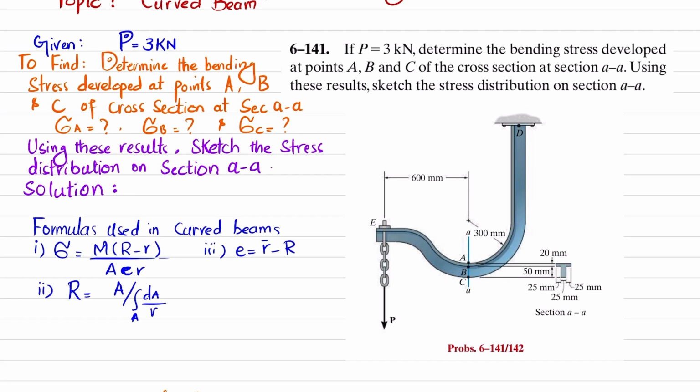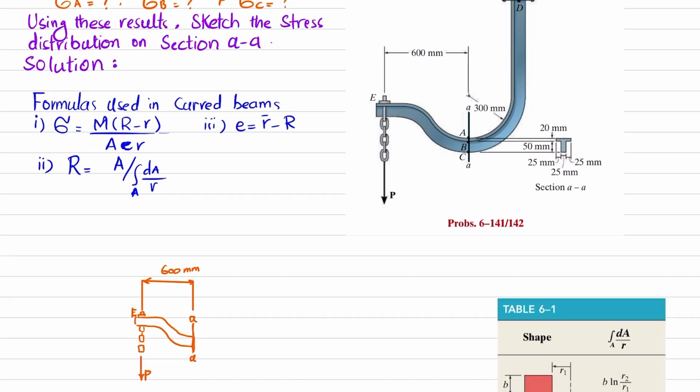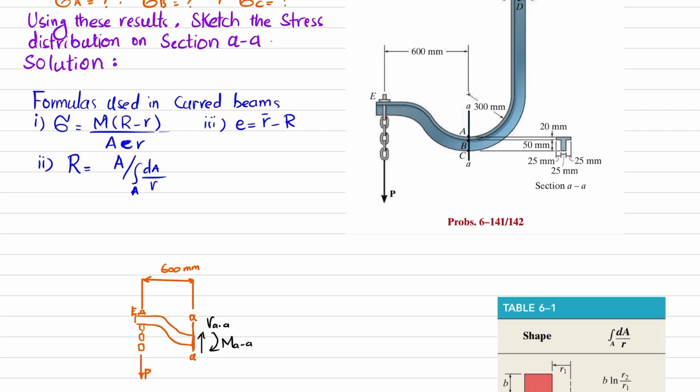The first step is that if you cut this curved beam at section AA and draw the free body diagram, I have drawn it over here. You will see you have a shear force V at section AA, which will act upward, so it will be VA dash A, and you will have a moment in clockwise direction. This is equal to MAA. We'll find this moment because this internal moment will cause bending effect. We'll find this by using the equation of equilibrium, that the sum of all moments about the neutral axis is equal to 0, taking the counterclockwise moment as positive.